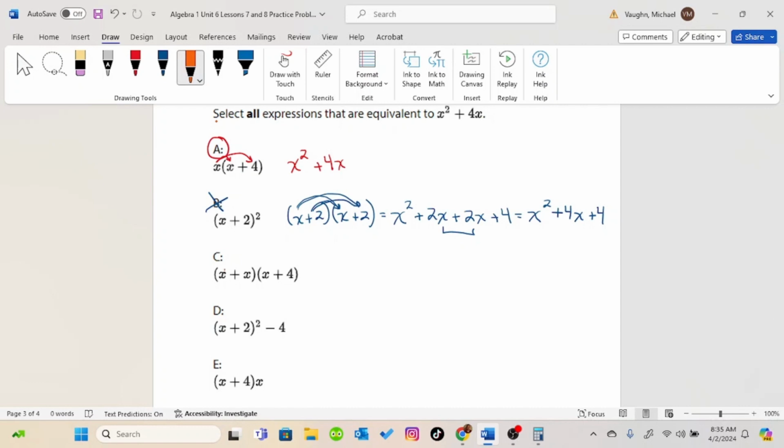Choice C. We have x times x, which is x squared, x times 4, which is 4x, x times x, x squared, and x times 4, 4x. We add like terms, and this becomes 2x squared plus 8x. That does not match, so C is wrong.